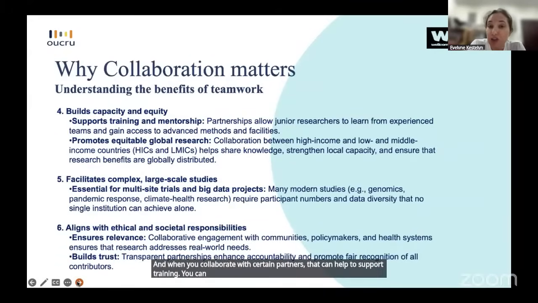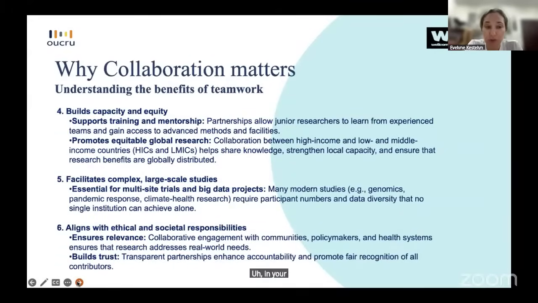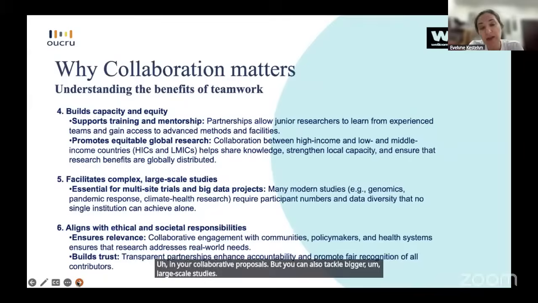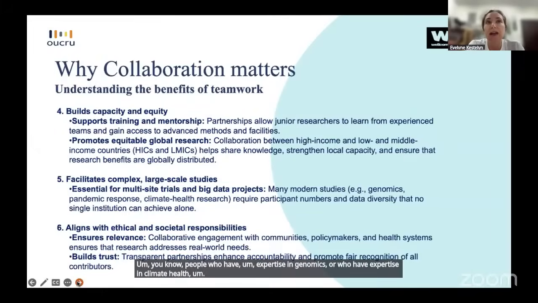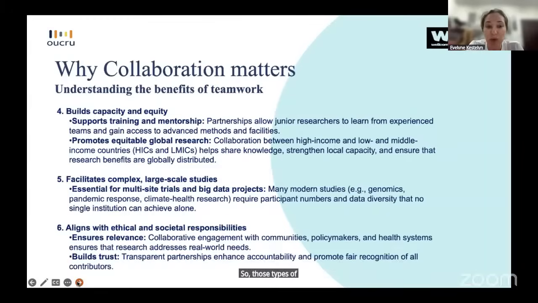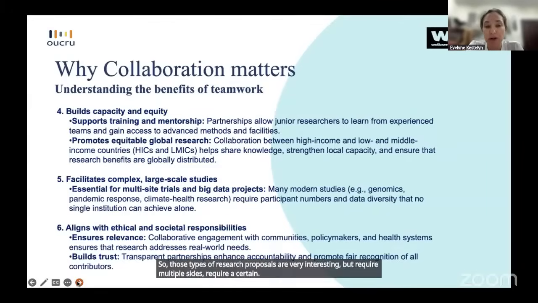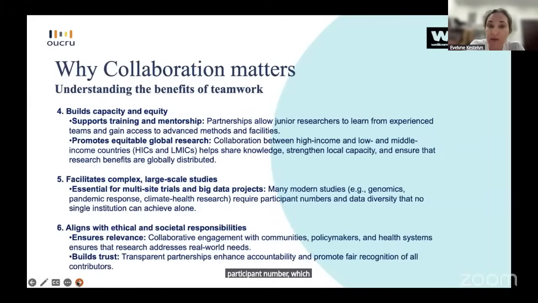You can bring in mentorship in your collaborative proposals. But you can also tackle bigger, large-scale studies. If you bring together multiple sites and people with diverse skill sets, people who have expertise in genomics or in climate health research. Those types of research proposals are very interesting, but require multiple sites and a certain participant number, which can be achieved through collaborative approaches.